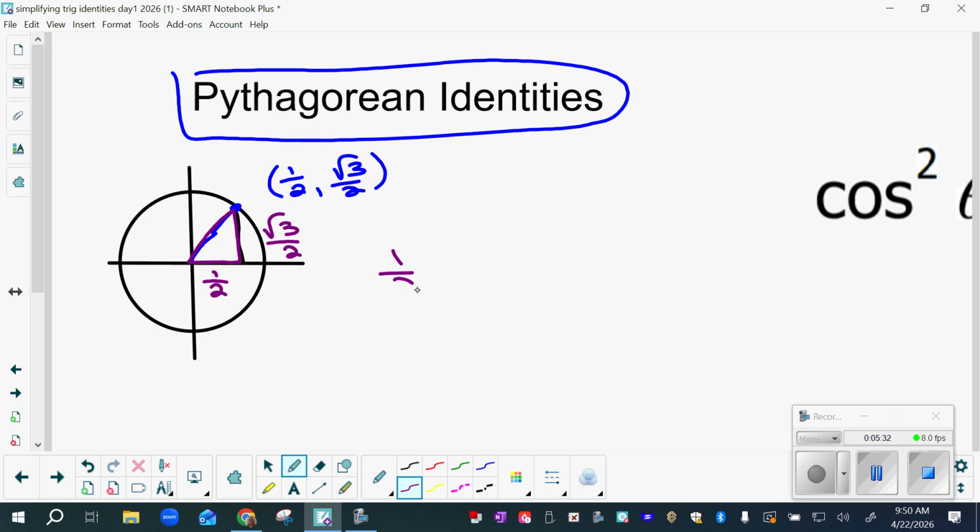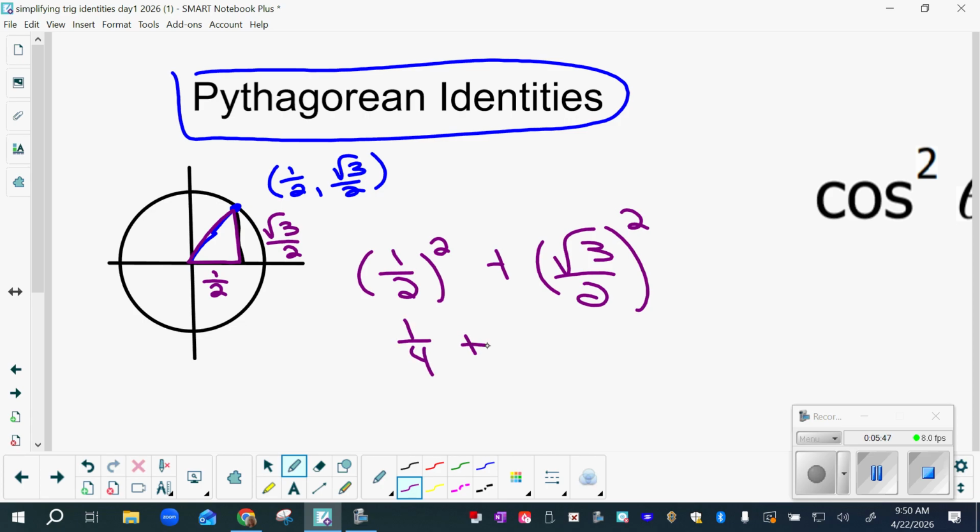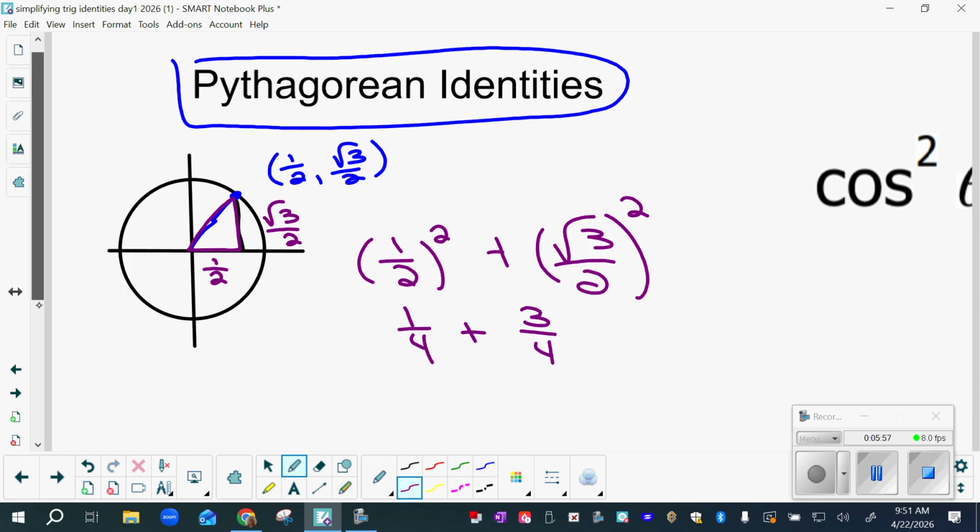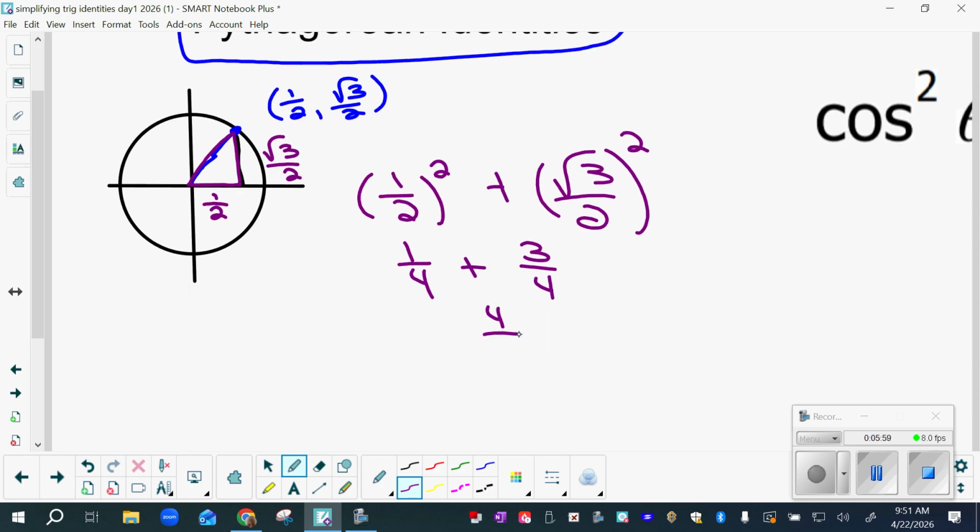So I'm going to say 1/2 squared plus √3/2 squared. And right now you're thinking, oh my God, Miss P, those are going to be nightmare answers. But they're not, because watch what's going to happen. 1/2 times 1/2 is 1/4. √3 times √3 is just 3. He gets freed from jail. 2 times 2 is 4. That's not terrible. 1/4 plus 3/4 is 4/4. It just equals 1. And that makes sense because this is the unit circle.